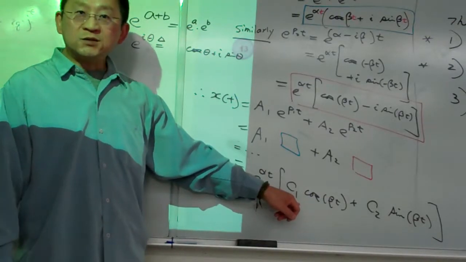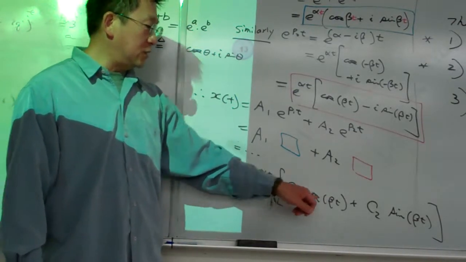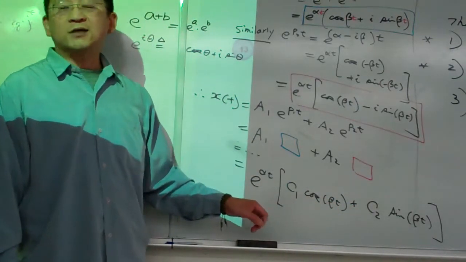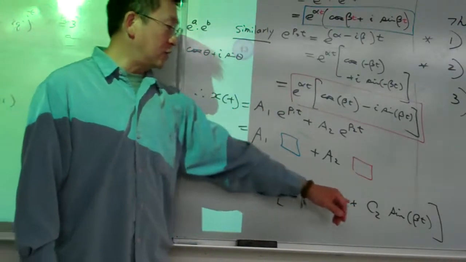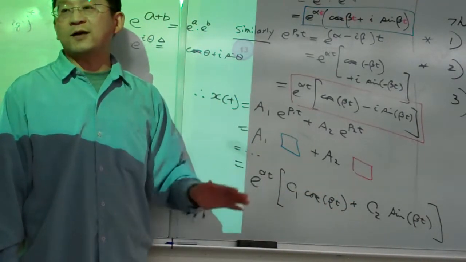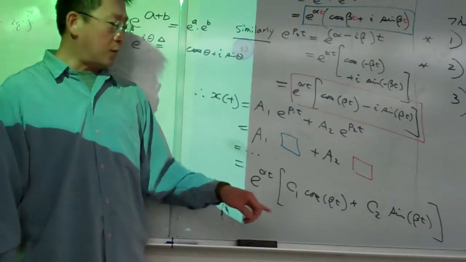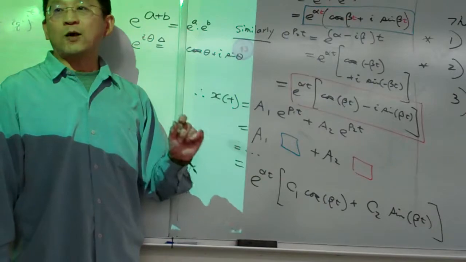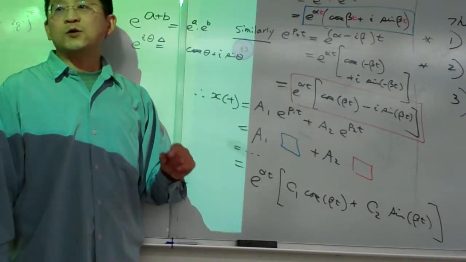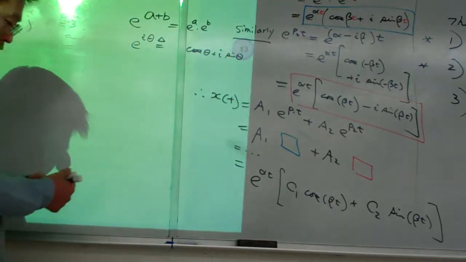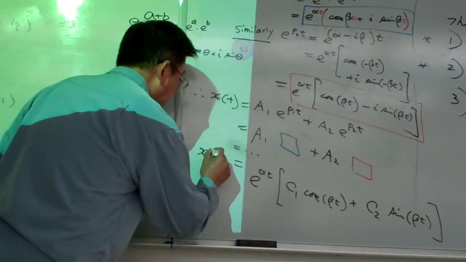And right now, I don't care what C1 and C2 are. I don't care about the contents of C1 and C2, because either A1, A2, or C1, C2, they still will be resolved by using initial conditions. So in the very final step, we're going to do it by solving the numbers here. At this moment, I simply want to get the form. And this is the form. So that means this is x(t).